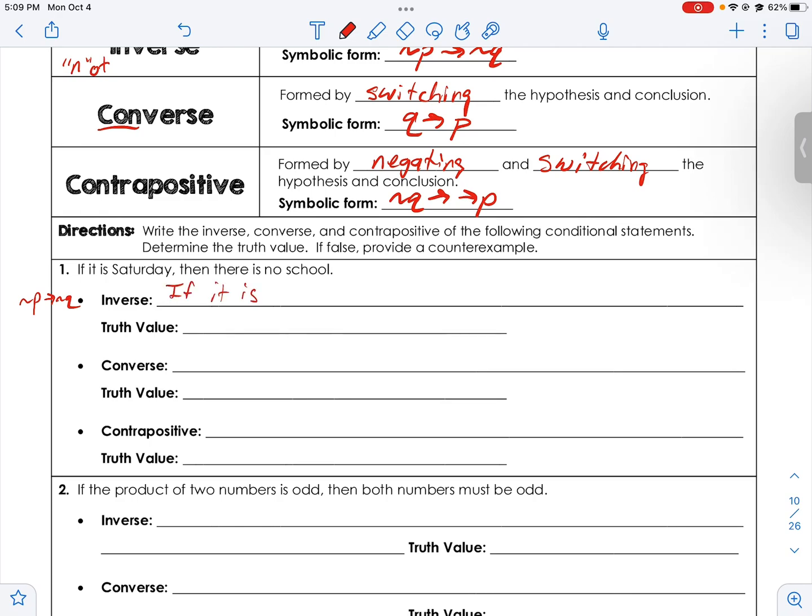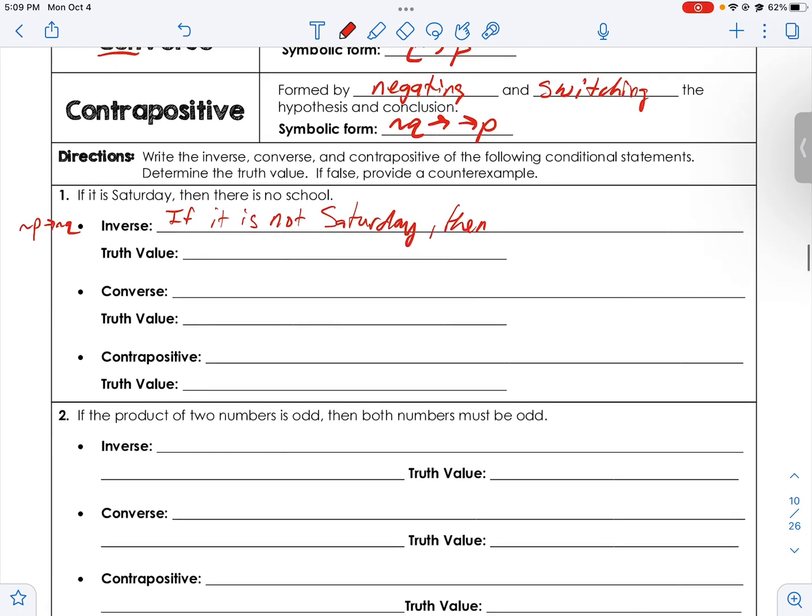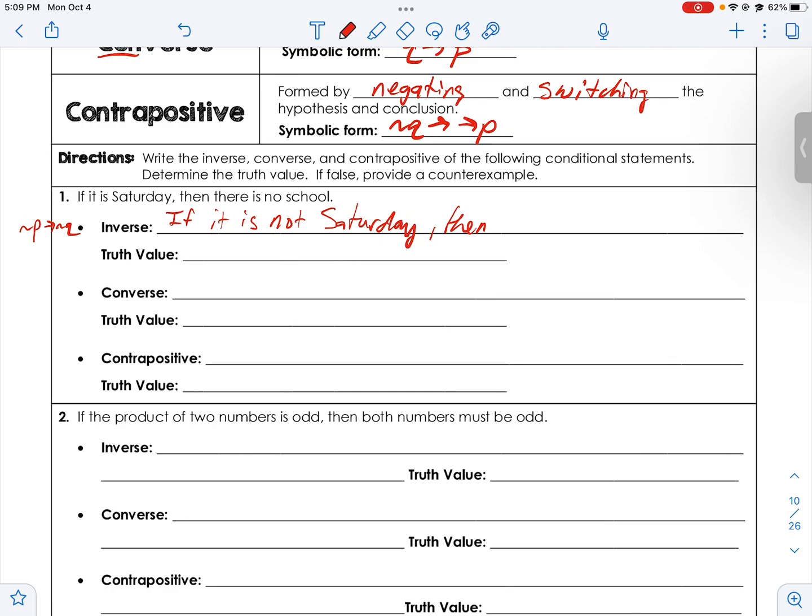So if it is not Saturday, then, remember not P, not Q, then there is school. Or there is not school. Not becomes negative becomes positive, so there is school. Now, do we think that's true? If it is not Saturday, then there is school.